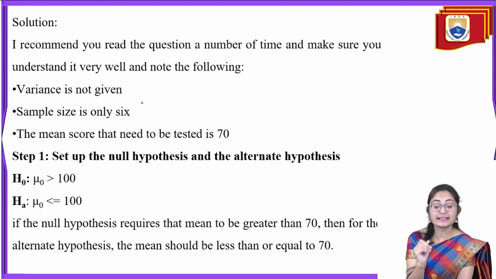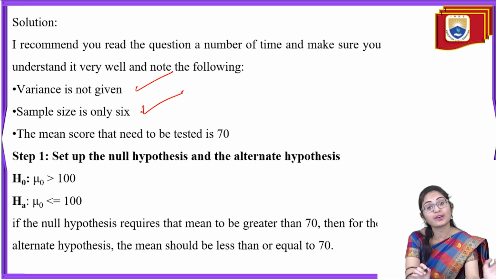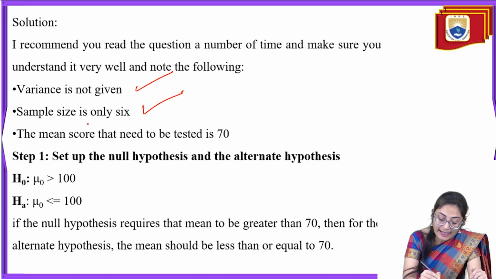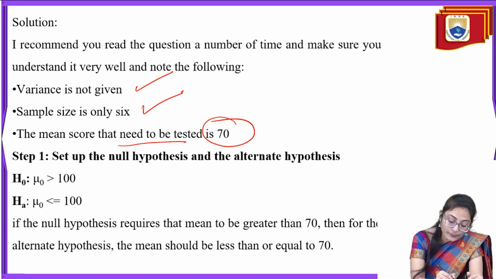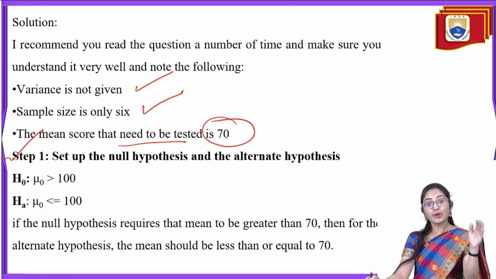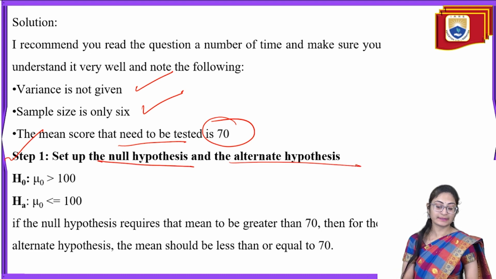So here we need to find out the variance, which is not given. Then the sample size is 6 and the mean score that needs to be tested is 70. Now the first step is that you have to set up the null hypothesis and the alternate hypothesis.